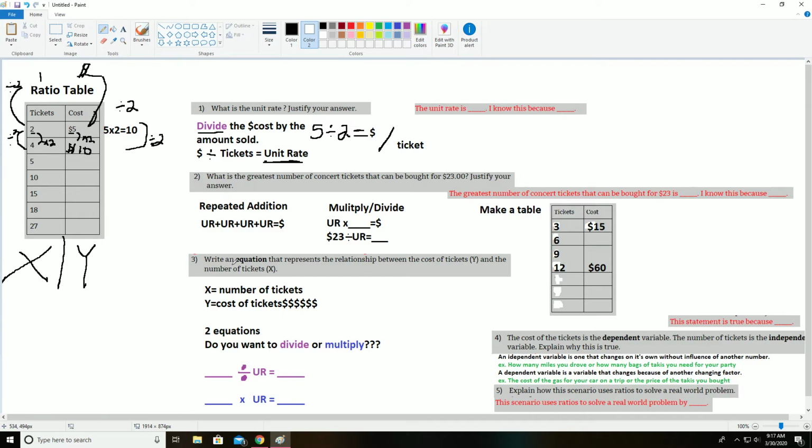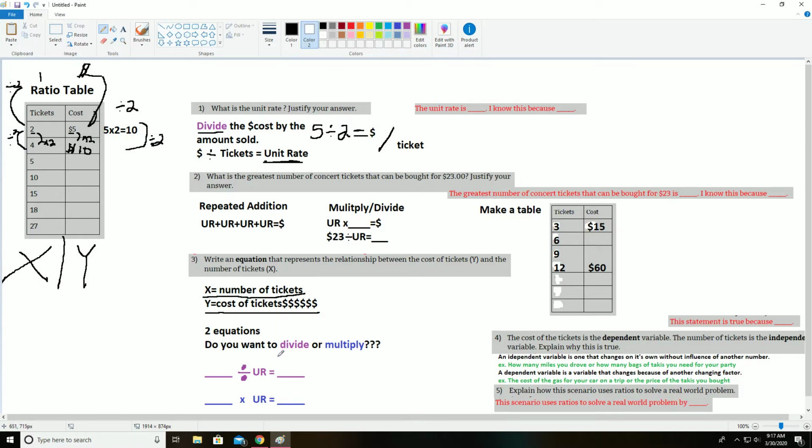All right, write an equation that represents the relationship between the cost of tickets and the number of tickets. So X represents the number of tickets, and Y is the cost of your tickets. This is the price. This is how many you're selling, the quantity, and this is the price.